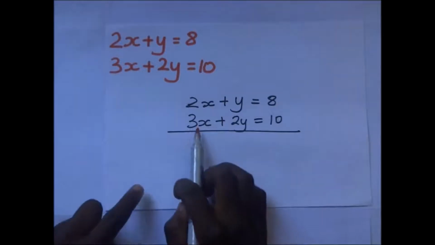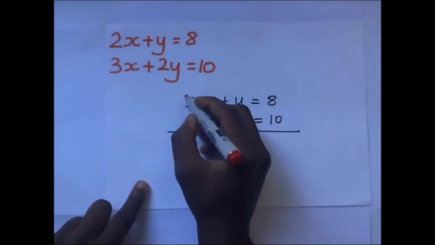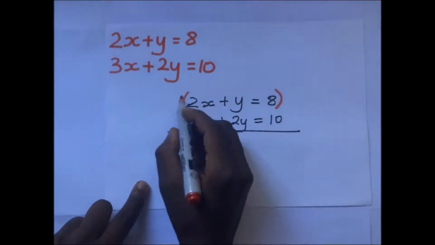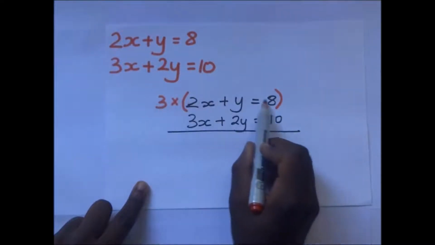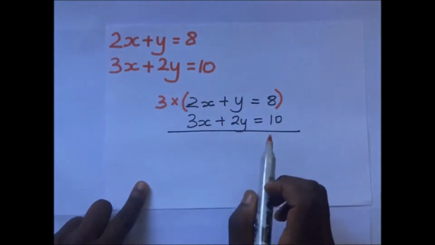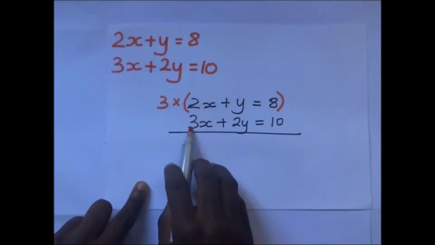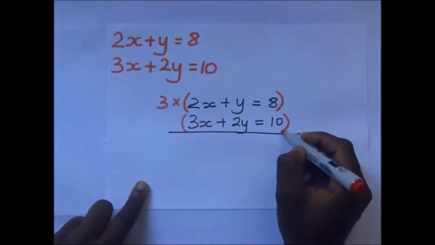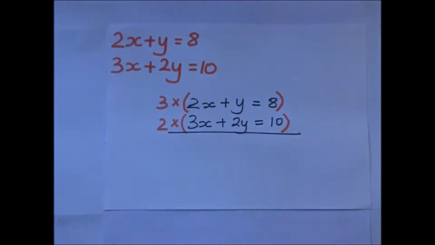We are going to get this coefficient of 3 here and multiply it in the first equation. So it means we are going to get the first equation here and multiply it by 3. We get this 3 multiplied by 3 in this whole equation. Likewise, we are going to get the value of the coefficient of x here, which is 2, and multiply it in the second equation throughout. So we are going to multiply this by 2. In so doing, we shall be able to make the coefficients the same.